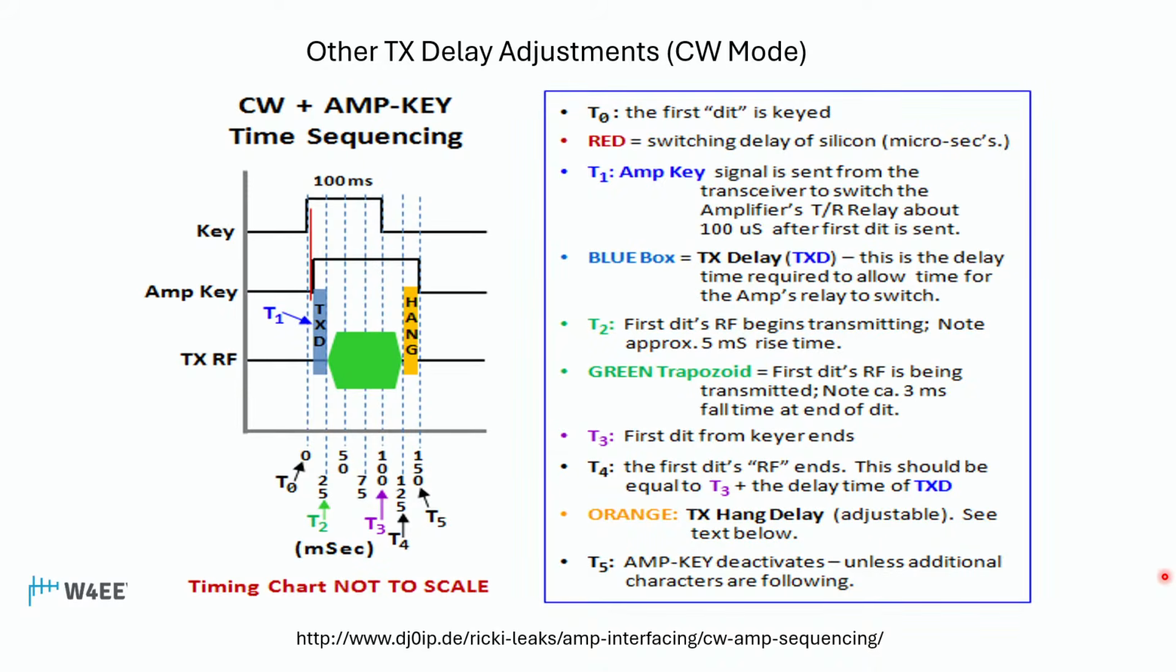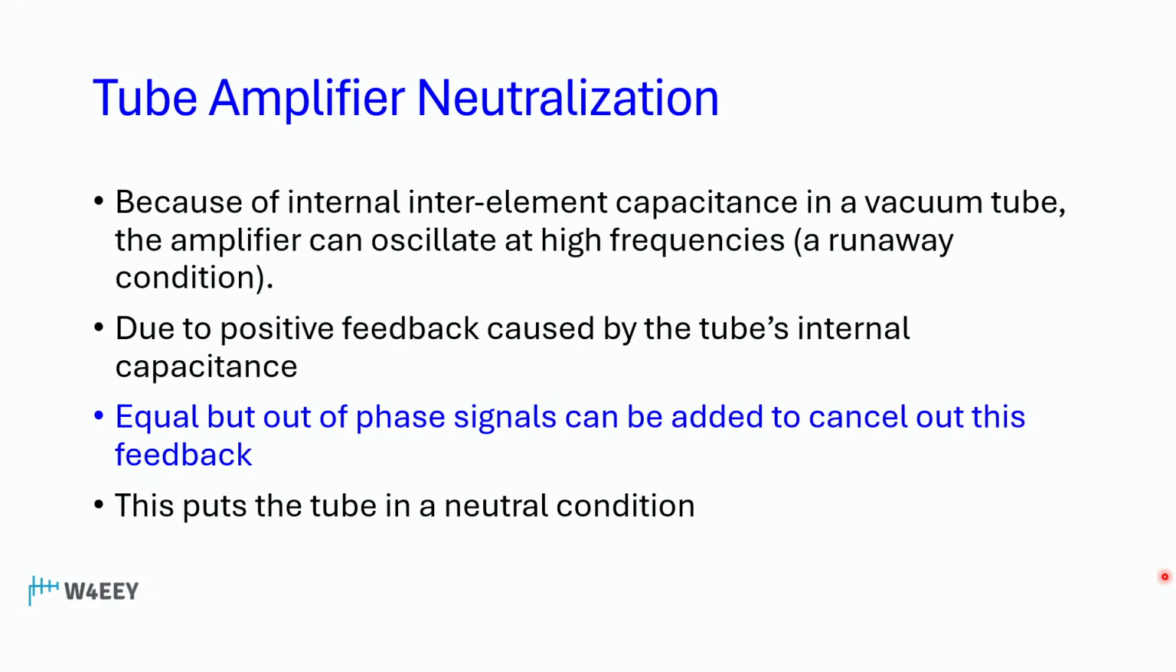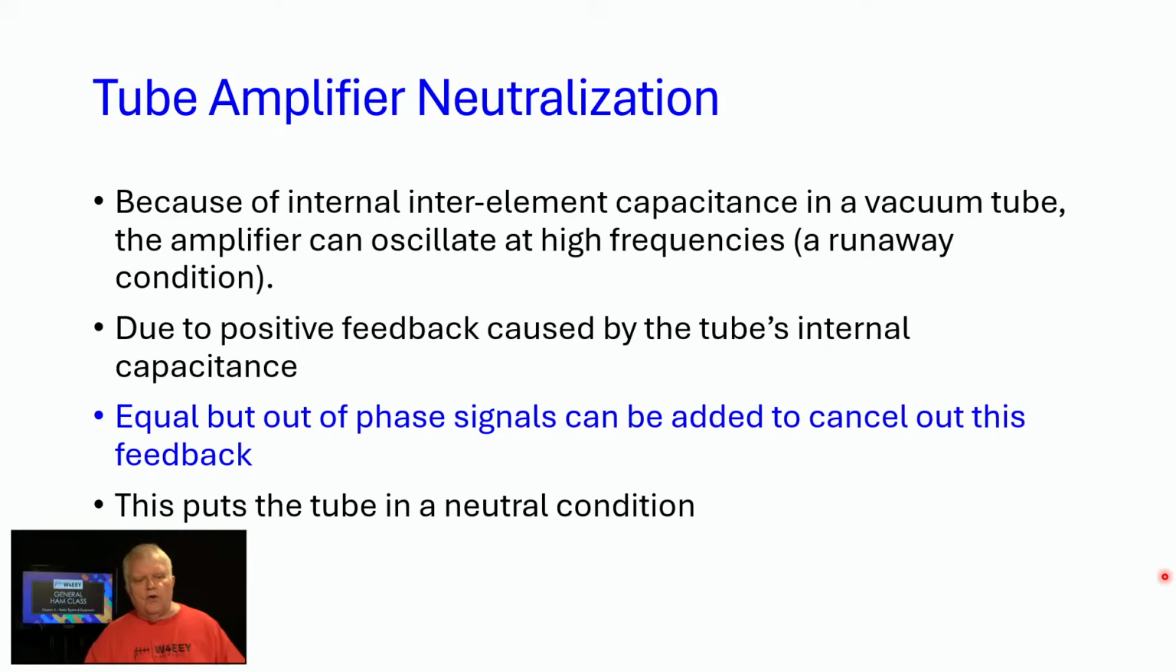of. If you get a tube-type amplifier, depending on the design, the SB1000 didn't need this, but especially if you've got two tubes and they're in push-pull, you may need to neutralize your amplifier, especially if you change tubes. What you're doing there is you're adding equal but out-of-phase signals to each of the tubes to cancel out unwanted feedback.